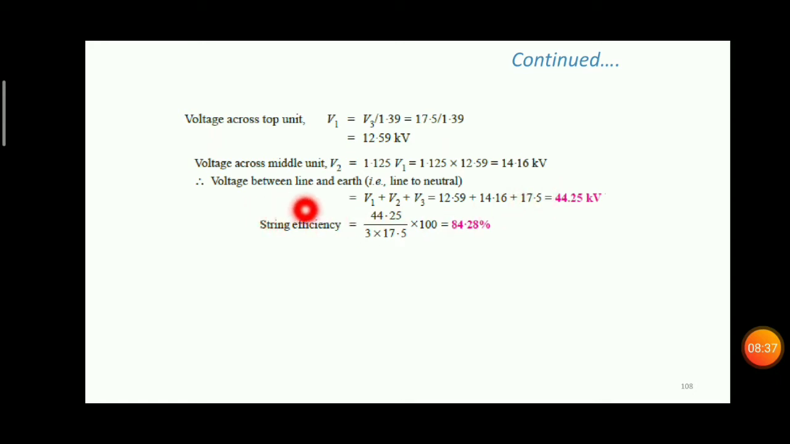Then voltage between line and earth is V1 plus V2 plus V3. Add V1, V2 and V3. Then we will get it as 44.25 kV. Now we can find the string efficiency, 44.25 by (3 into 17.5) into 100, that is 84.28%. Here the voltage V3 is given and we have to find the value of V1, V2 and the string efficiency.